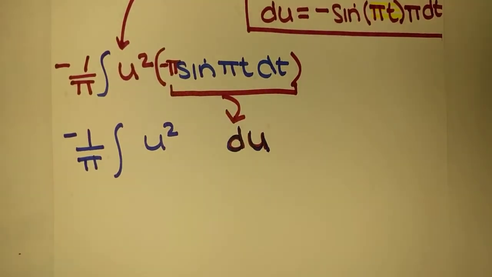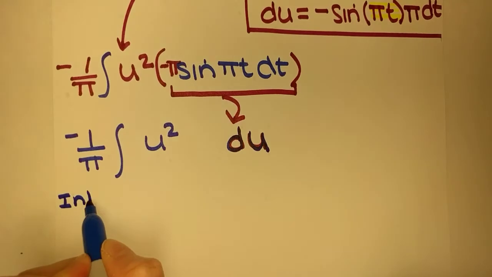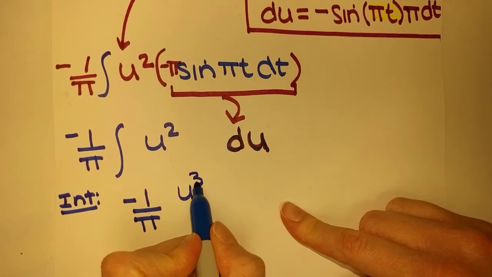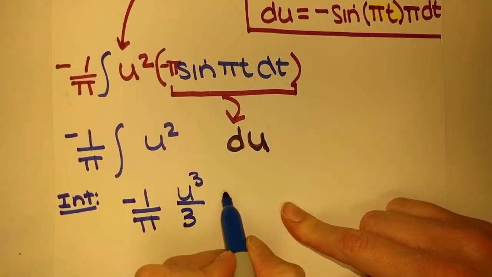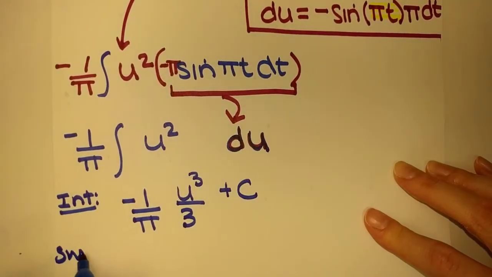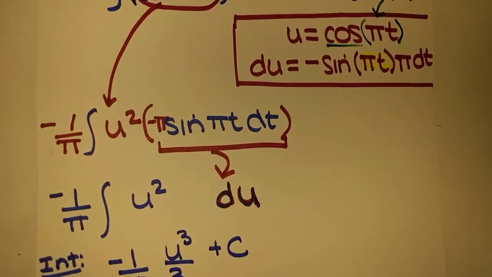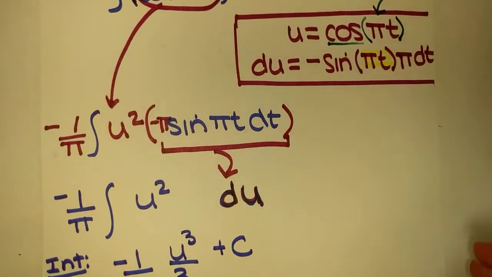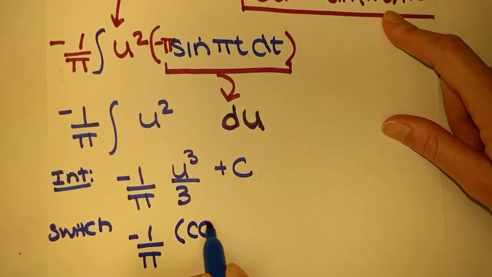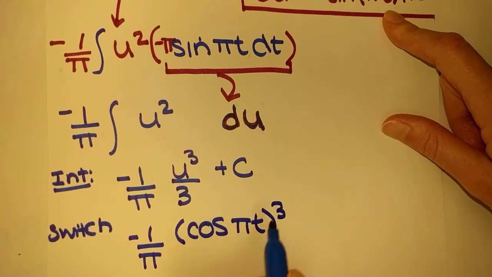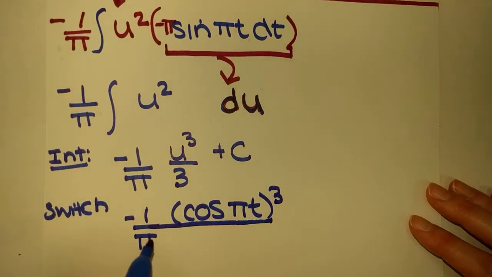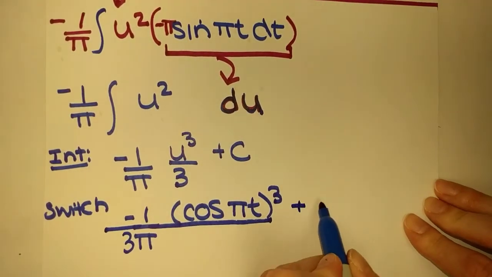Now, at that point, everything is in terms of u, so we are ready to integrate. So the negative 1 over pi is going to tag along. The u squared, we add 1 to the exponent, divide by the new exponent. Because we don't have bounds, we add the plus c. And then once we integrate, we're just going to switch back. And again, to switch back, we're going to use u is equal to cosine pi t. So we'll plug in for our u cosine pi t to the third power. Now, do keep in mind here, you guys, this is one big fraction, and the pi times 3 is going to be 3 pi. And then we have plus c.